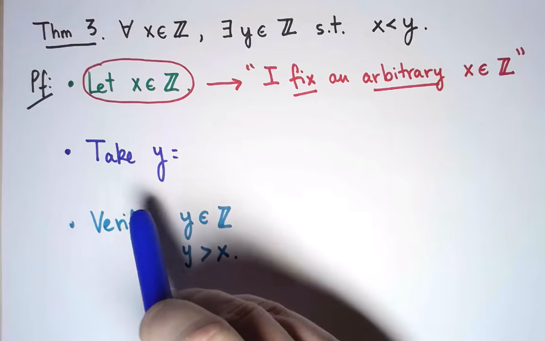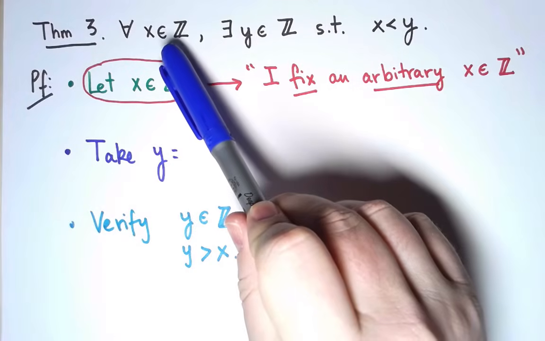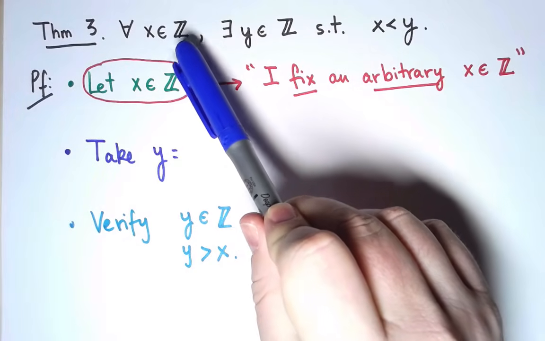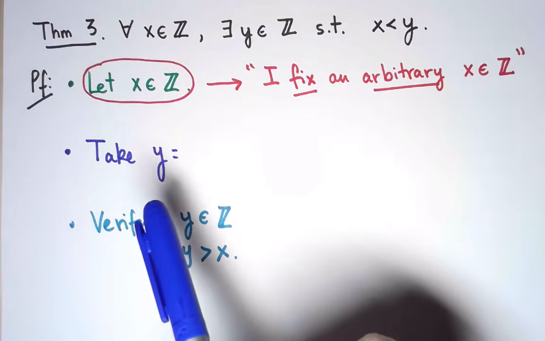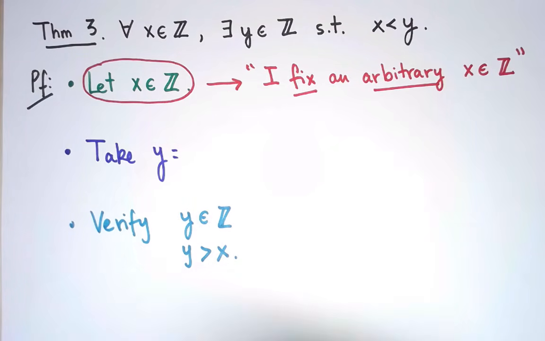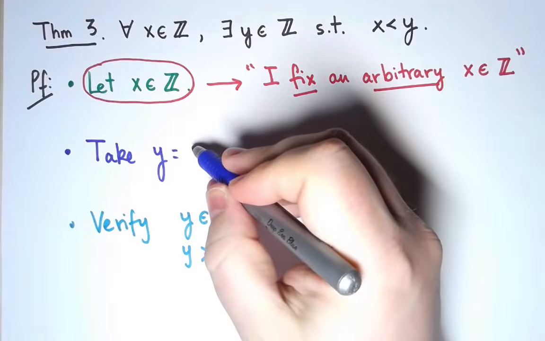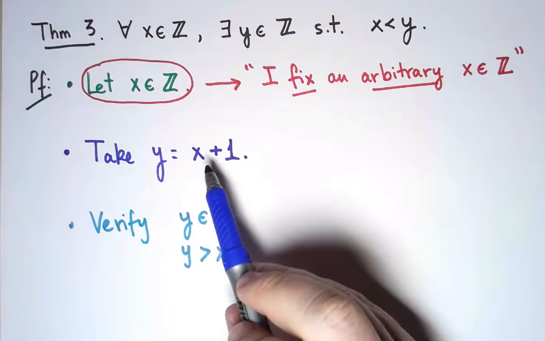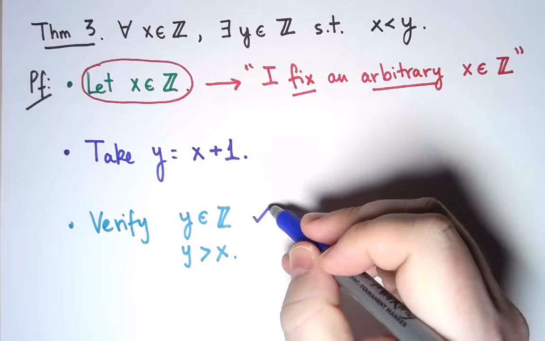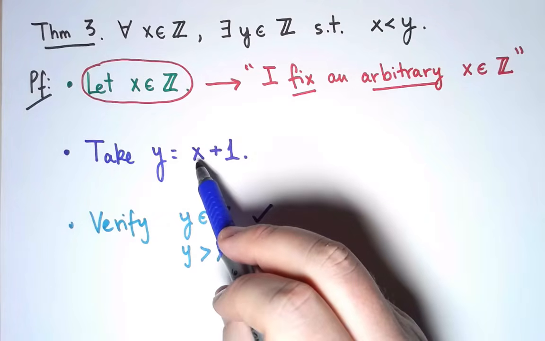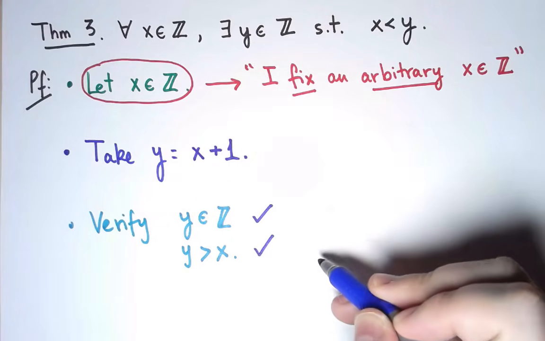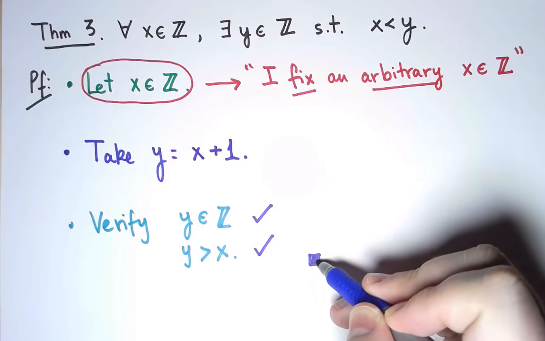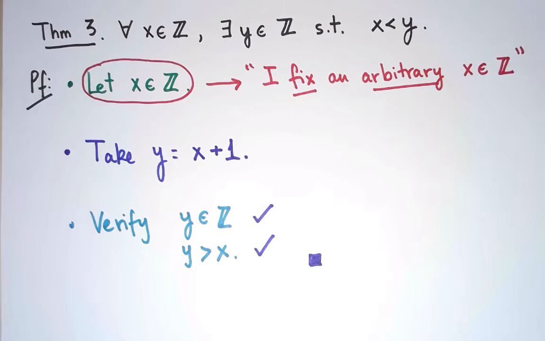What do I choose as y? Well, what is greater than 8? For example, 9. What is greater than 20? For example, 21. So the easy way is if I fix x and I ask you for a greater integer, just take x plus 1. It's not the only choice, but it's one that works. And then if x is an integer, y is also an integer. And whatever x is, x plus 1 is greater than x. And that's it. That would complete the proof.